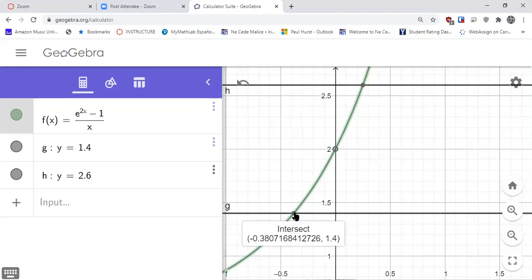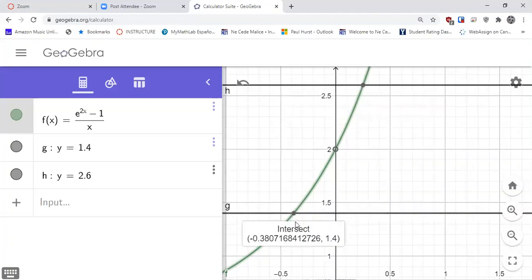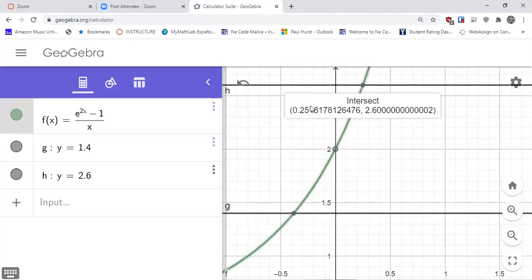So since we're about 0, we want the closest. Which of those values is closer to 0? The 0.252 is closer to 0 than the negative 0.381. So you go with 0.252. That will be the answer to the first part. And then for the second part, they wanted us to choose an epsilon equal to 0.3.